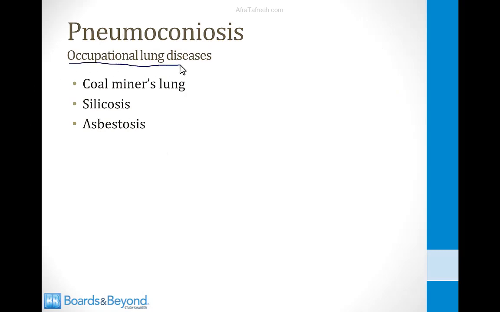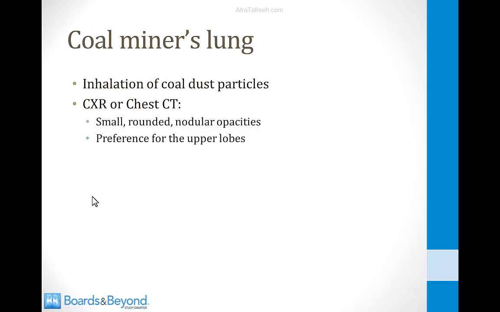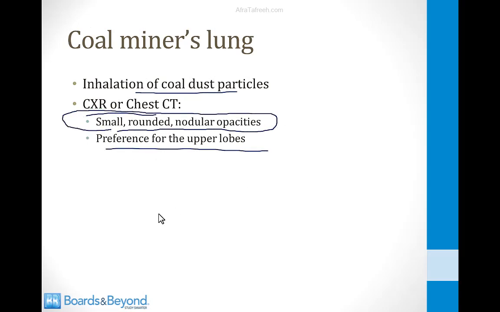Pneumoconioses are called occupational lung diseases because these are lung diseases people get as part of their job. There are three that you should know about. We'll talk about them in this module now. The first one is coal miner's lung, the second one is silicosis, and then finally asbestosis. Coal miner's lung happens when coal miners inhale coal dust particles, and on chest x-ray or chest CT, you see small rounded nodular opacities, and one thing that's worth knowing about this is that it has a preference for the upper lobes of the lungs.